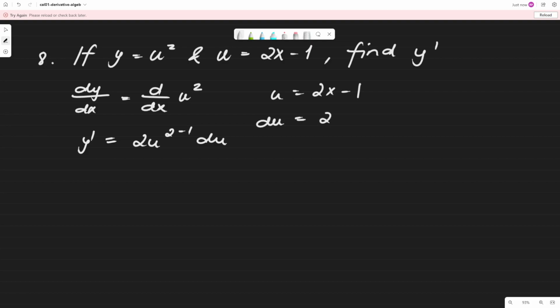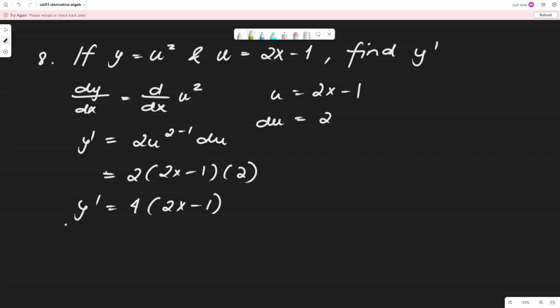The derivative of negative 1 is 0, and the derivative of 2x is 2. So we can substitute. We have 2 times 2x minus 1 raised to 2 minus 1, which is 1. So simple. We have y prime is equal to 4 times 2x minus 1. That's it. It's actually just like the earlier one, but it is explicitly stated that u is equal to 2x minus 1.